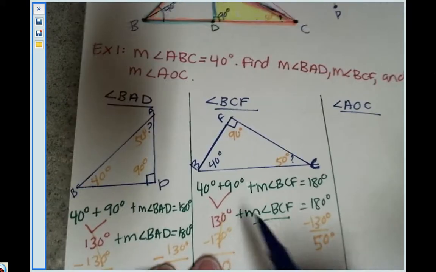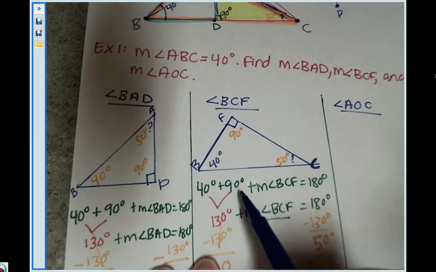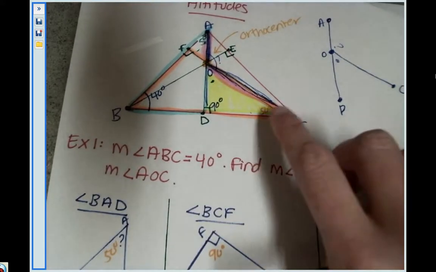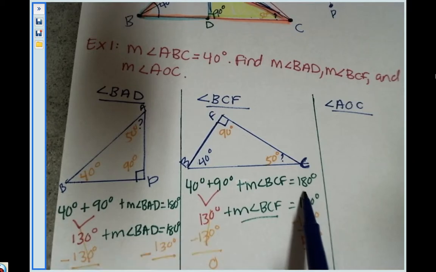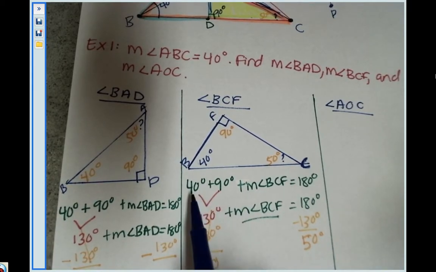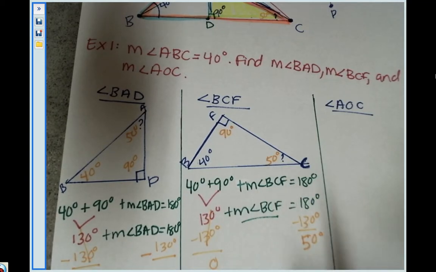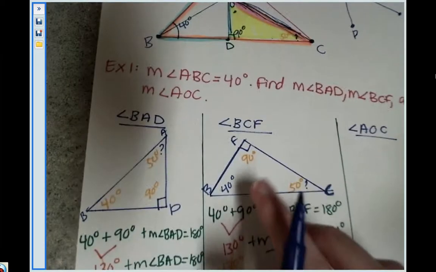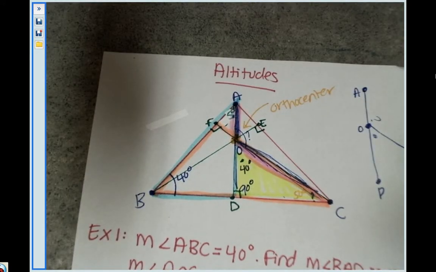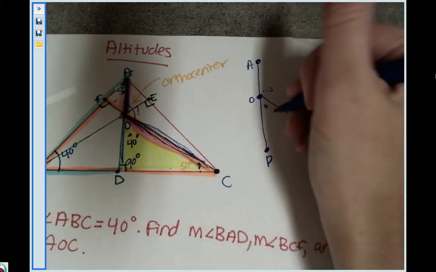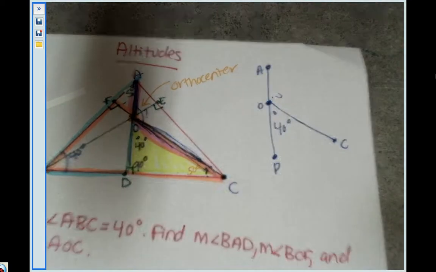Okay, so you could sit here and set this up. I could say 50 plus 90 plus the measure of COD equals 180. And when I subtract 50 plus 90 from both sides, which is 140, 180 minus 140 is 40. So we already know that our final angle is 40. I'm not going to work it out again because you've already seen me do that two times. All right, so this angle is 40 degrees.